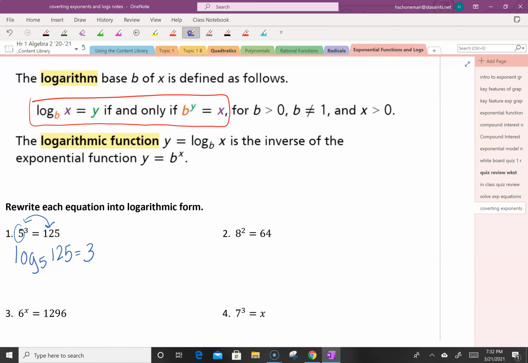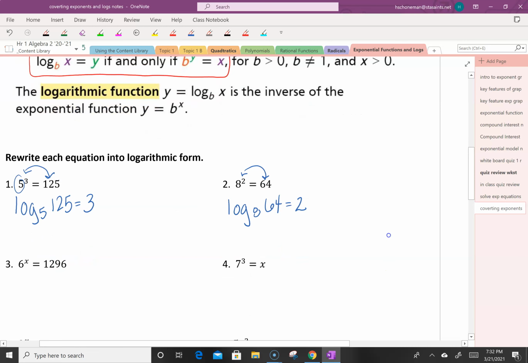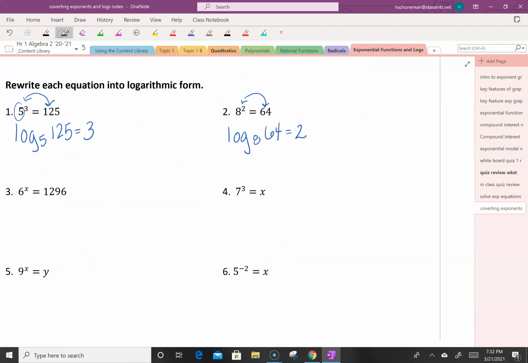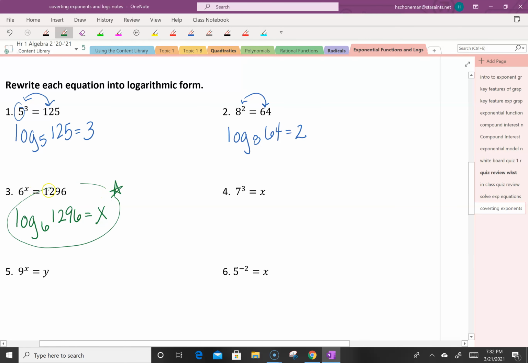Okay, next one. So we're going to say log base 8 and then the 2 and the 64 switch, of 64 equals 2. Okay, now these next ones have variables in them, but it's still the same process. This one is going to be log base 6 of 1,296 equals x. So this right here is why we have the logs. We would not be able to solve the original equation of number 3, but using logs, we can solve this equation, and we'll do that next time.